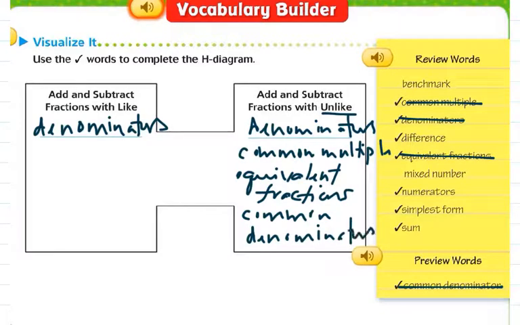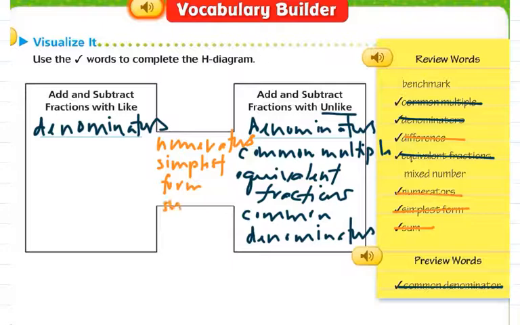Now, boys and girls, remember the center of our H diagram. It's all the words that both adding fractions with like denominators and unlike denominators get to be placed. So both types of fractions have numerators. So we're going to put that in the middle. Also, both have to be written in simplest form. Also, you can add or subtract either of these. And when you add, boys and girls, your answer is a sum. And when you subtract, boys and girls, your answer is a difference.